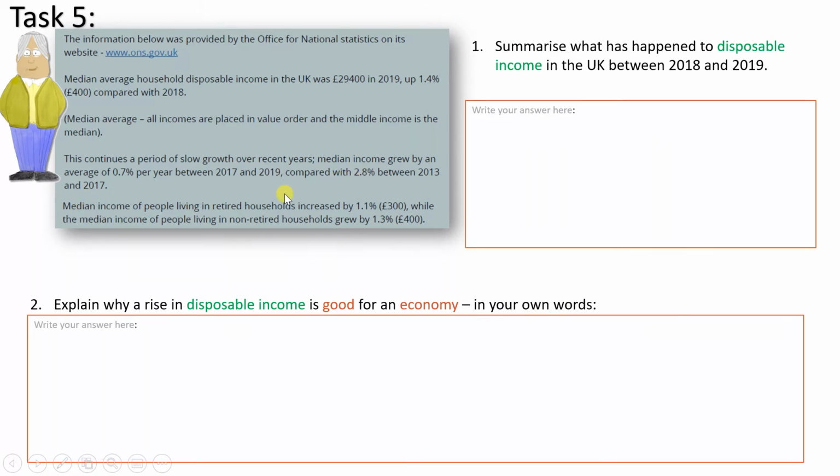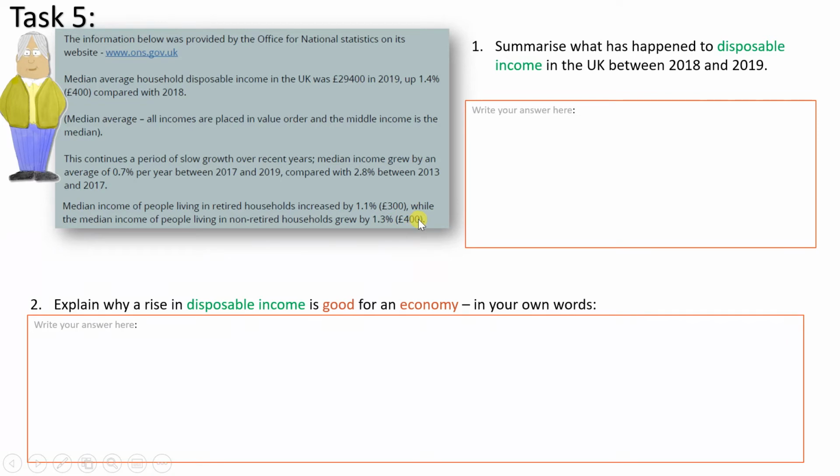We've got between 2018 and 2019, disposable income went up 1.4%. However, between 2013 and 17, it went up 2.8%. Median income of people living in retired households increased by 1.1%. That's equivalent of £300. While the median income of people living in non-retired households grew by 1.3%.